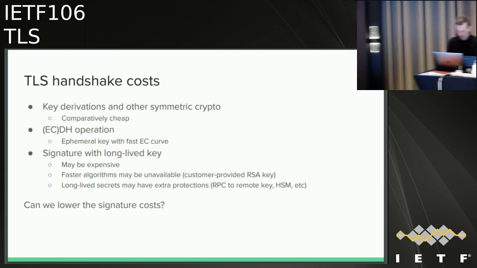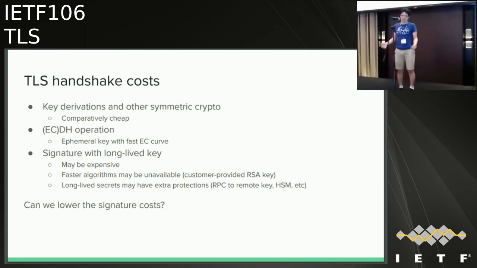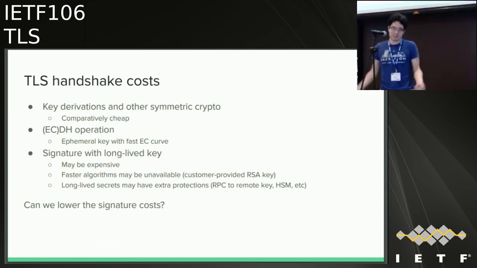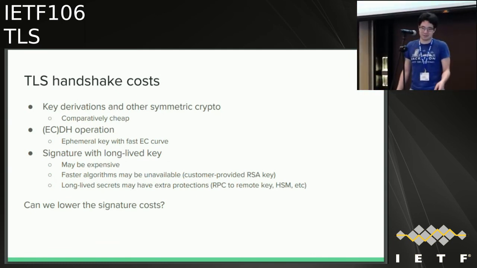Okay, excellent. So if we look at TLS handshake costs, we've got various symmetric operations, which are basically free as far as we're concerned compared to the other stuff. Client and server will each do an ECDH operation, which is much slower than the symmetric stuff, but we can negotiate a fast curve, and that's pretty independent of other things. And then you've got a signature with a long-lived key, which can get kind of expensive in some scenarios.